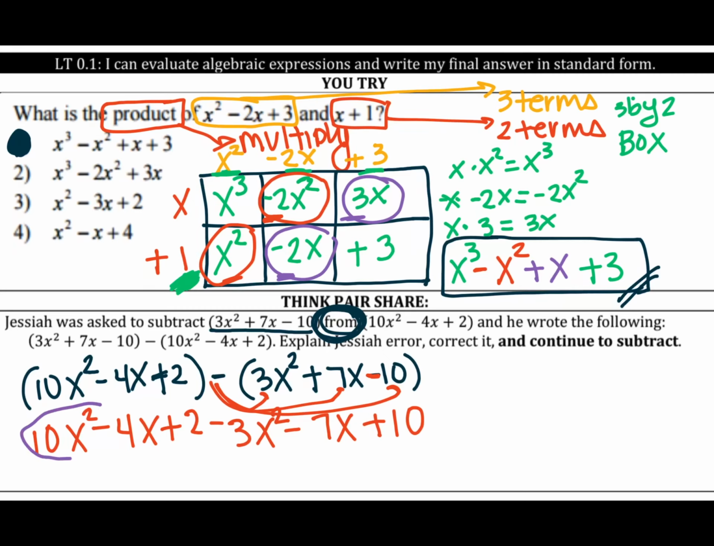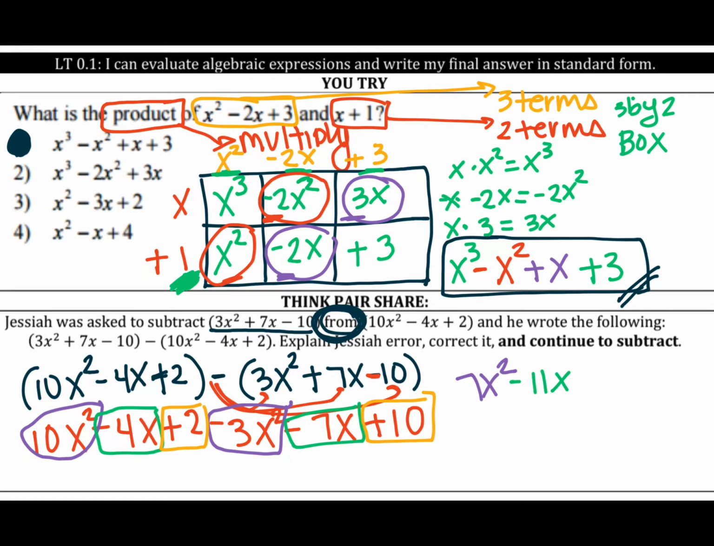This term can combine with the negative 3x squared, and that's going to give us a 7x squared. We're going to combine the negative 4x with the negative 7x, and that's going to give us a negative 11x, right? Two negatives when you are combining will be another negative. All right, and then lastly, what do we have? We have the 2 combined with the 10. And since they're both positive, it's just going to be a plus 12.